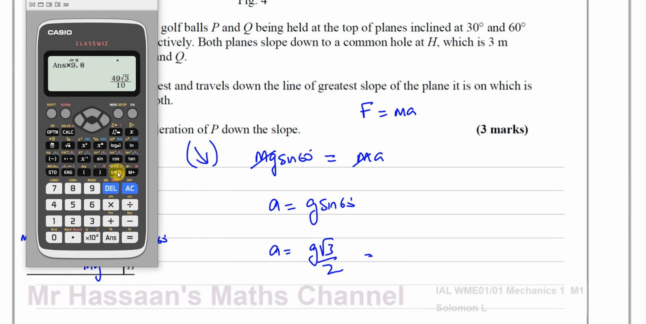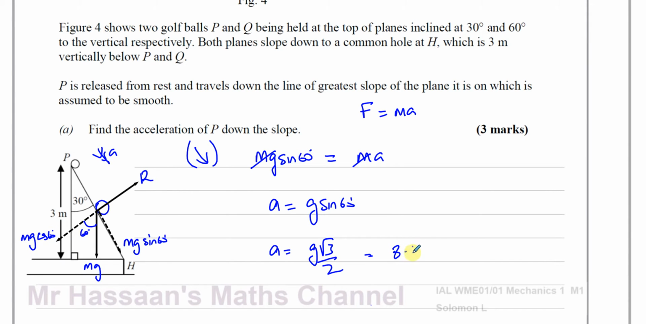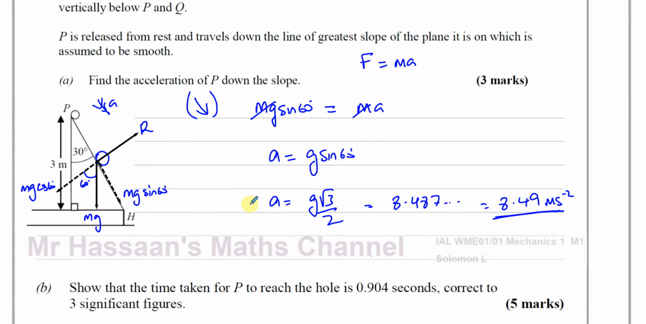Which gives us 8.487, which is 8.49 meters per second squared. So that's the acceleration of this as it's going down the plane. Okay, now for part B.